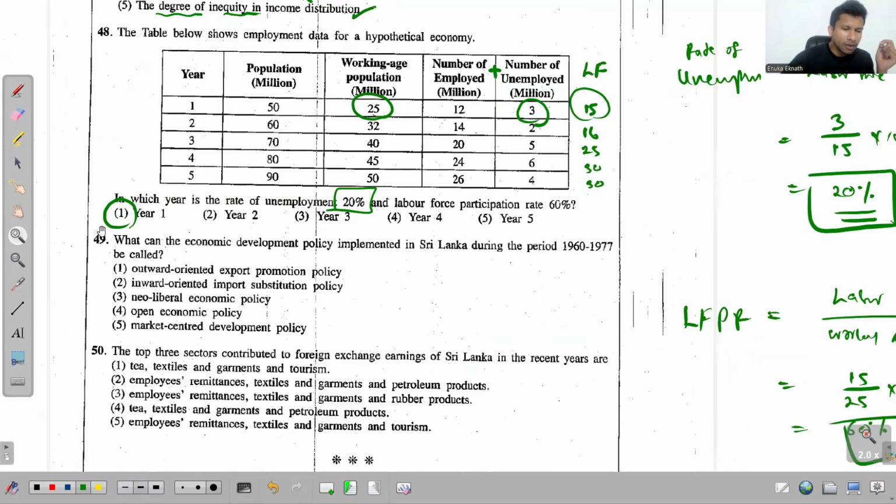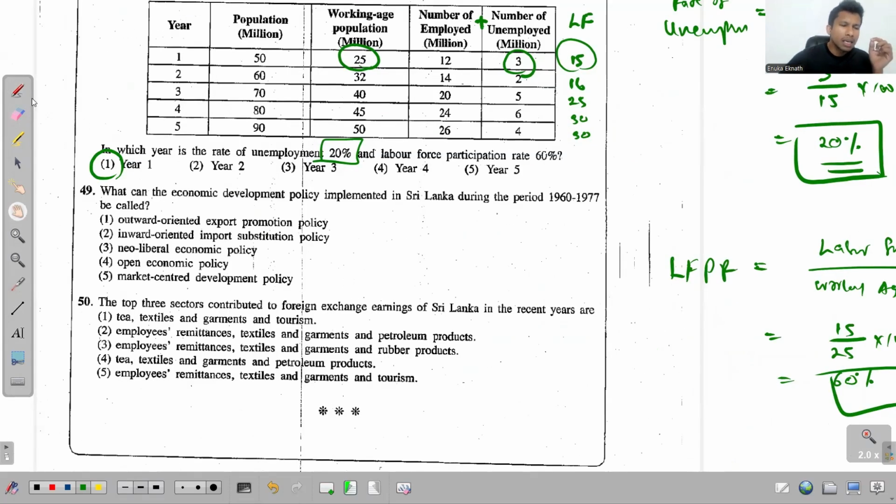49th one, it says, what can the economic development policy implemented in Sri Lanka during the period 1962 to 1977 be called? We simply say that was a closed economy period. Since there is no option here that says closed economy, we will recognize that to be the second answer, inward oriented import substitution policy. So that's the most suitable answer out of the 5 provided answers.